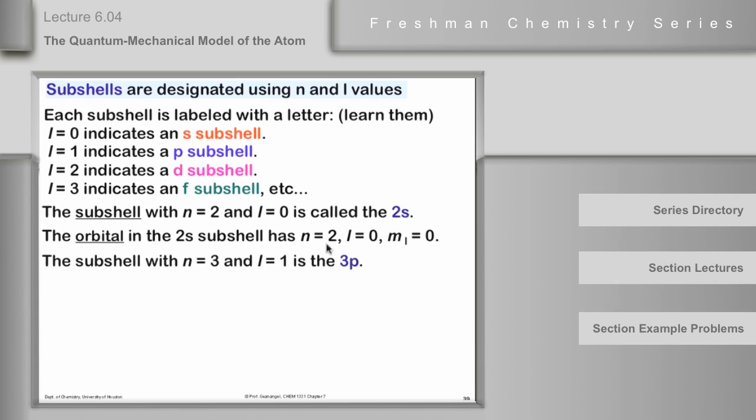If we go back to the subshell with n equal to 3 and l equal to 1, that would be the 3p subshell. l equal to 1 indicates p, and you do need to learn these. It will have 3 orbitals corresponding to n equal to 3, l equal to 1, and m sub l with these 3 values: plus 1, 0, and minus 1.